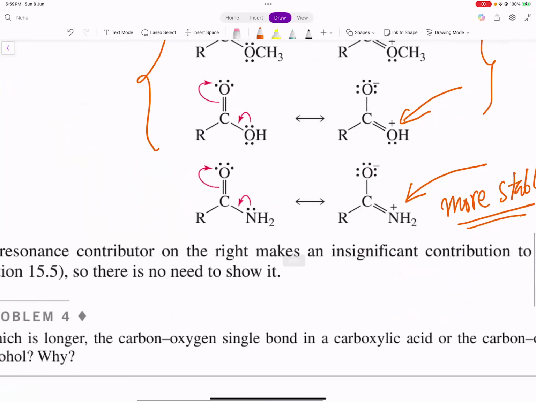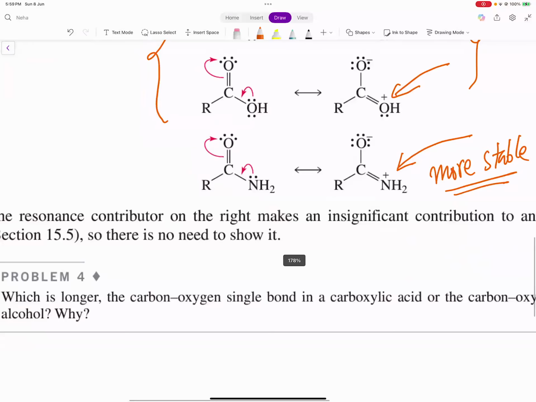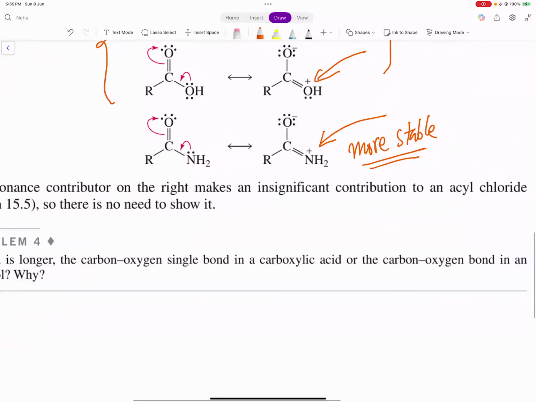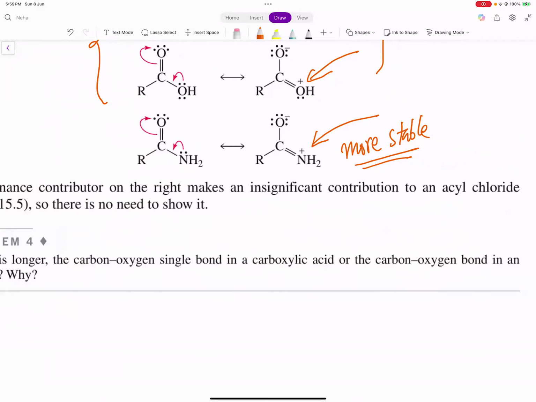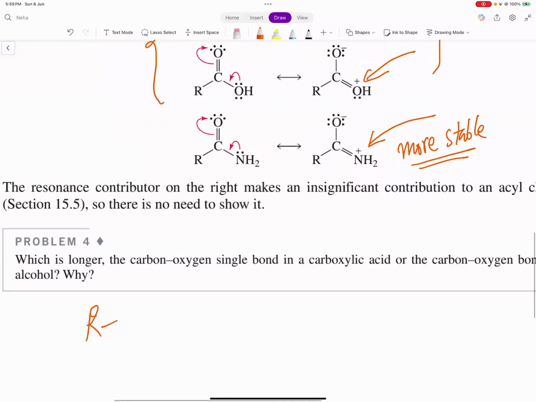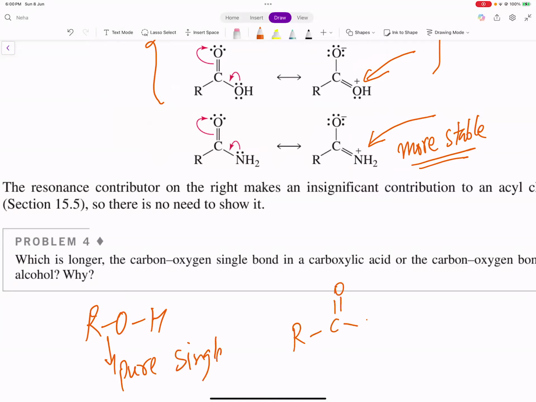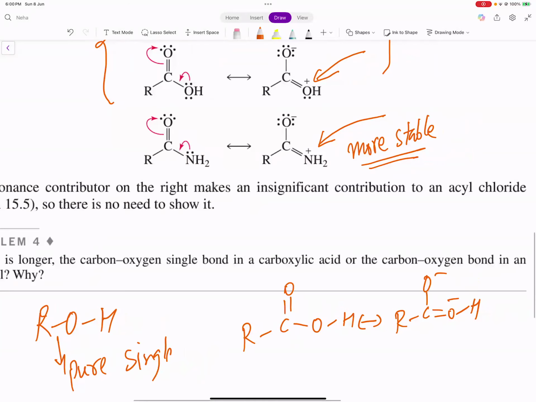Okay, so this is why it is. And which is longer, the carbon-oxygen single bond in carboxylic acid or the carbon-oxygen bond in an alcohol? See, in an alcohol there is no resonance, right? So this carbon-oxygen bond is a pure single bond. But in the carboxylic acid, if we look at this single bond, this is not a pure single bond. This has partial double bond character, right? So it is shorter.